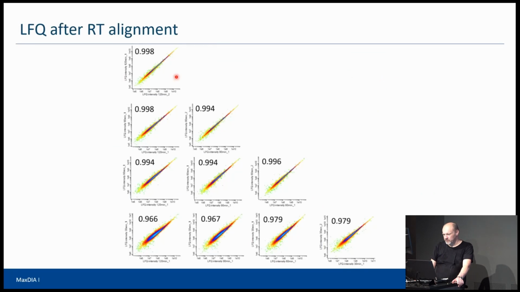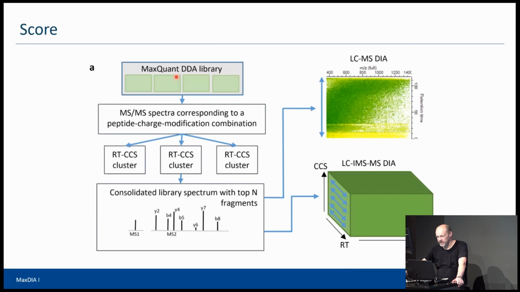Okay, so if there are no further questions, let's have a look at how this score is actually calculated. So basically, we're looking now at one library spectrum. First of all, how are these pre-processed? If it's a measured library, then first it is consolidated a little bit, because you usually have redundancy in the library, right? One peptide is measured multiple times.